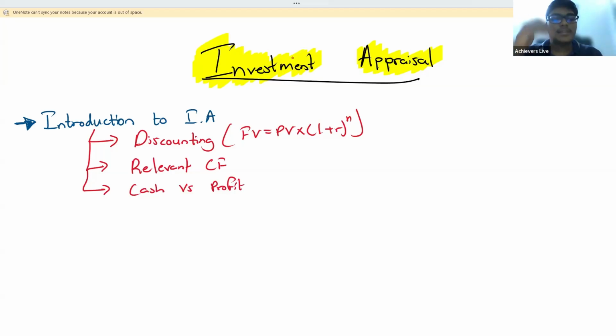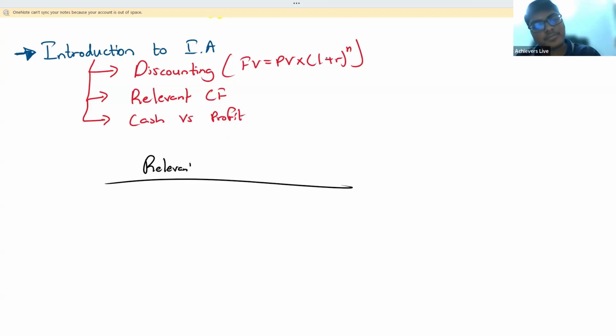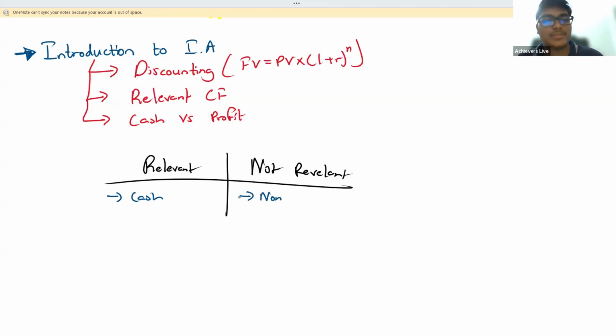Under relevant cash flows, what is the definition of relevant cash flows? Remember, in whatever investment appraisal calculation you are doing, always what type of cash flows do you have to take? You have to always take relevant cash flows. So what are relevant cash flows? What are not relevant cash flows? Let's quickly go through the differences. Relevant and not relevant. Relevant cash flows are cash items. Not relevant are non-cash items. Example, depreciation, non-cash, therefore not relevant.